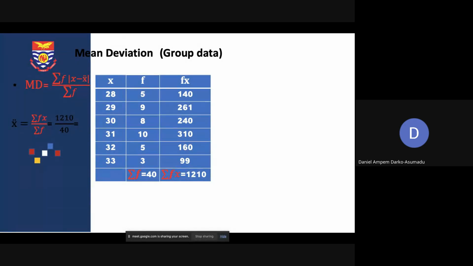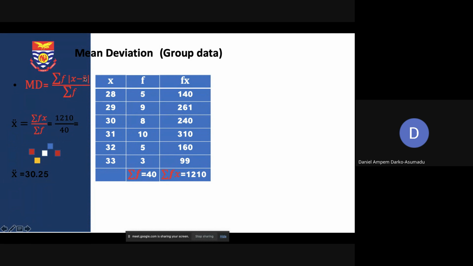So we need to find the x values. We have single values for x, so this is not where you're going to find the midpoint. It's already there. So you multiply f by x for each of the rows. Then you get these fx values. When you sum them, you get 1210. Then summation f gives you 40. So 1210 over 40 gives us the mean of 30.25.